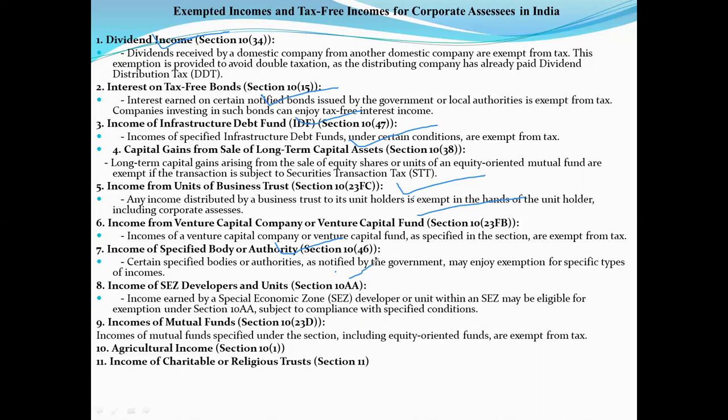Incomes are tax exempt. Income of SEZ developers. Then agricultural income: I told you agricultural income is tax exempt. Then income of charitable or religious trusts. Religious trust, their income is tax exempt. If a company takes care of minorities or any religious persons' welfare, those incomes are tax exempt. Did you understand?